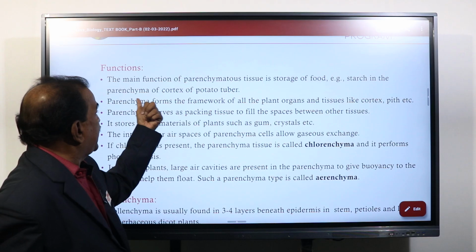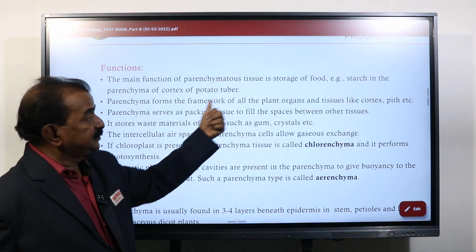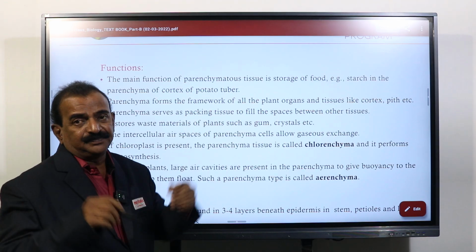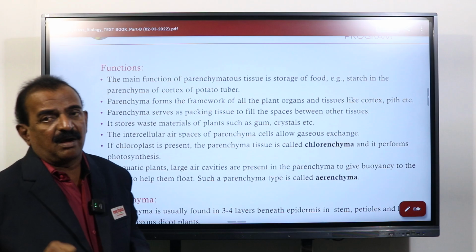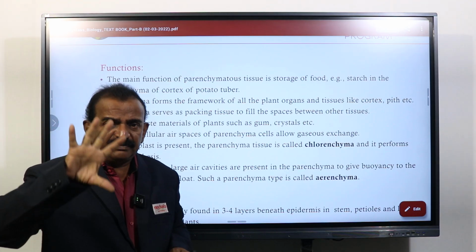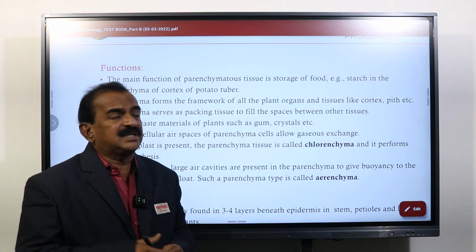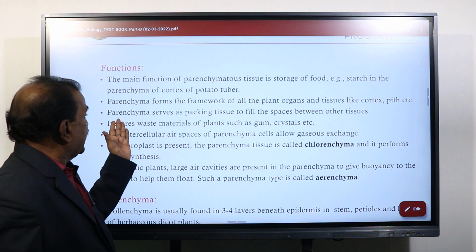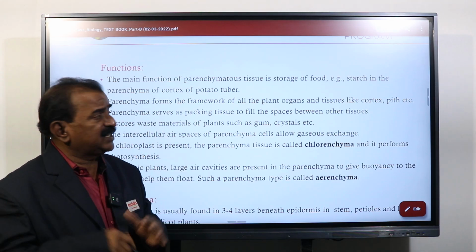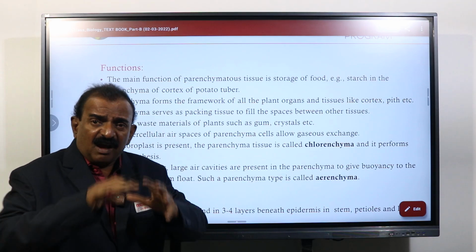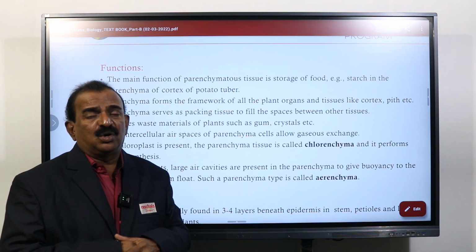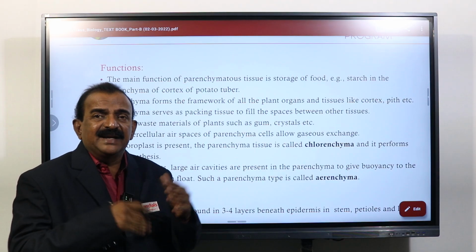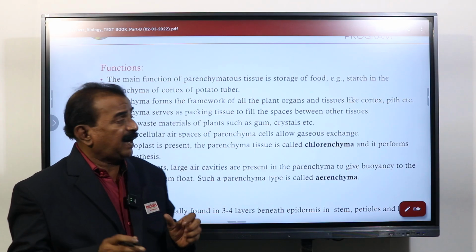Starch in the parenchyma of the cortex of a potato tuber. Parenchyma forms the framework of all plant organs. Plants have organs, and the framework of the organs is provided by the presence of parenchyma tissues. The cortex and pith: parenchyma serves as a packing tissue and fills all the parts of the plant body. So parenchyma tissue is formed as a bulk tissue, and it is present in all plant parts.